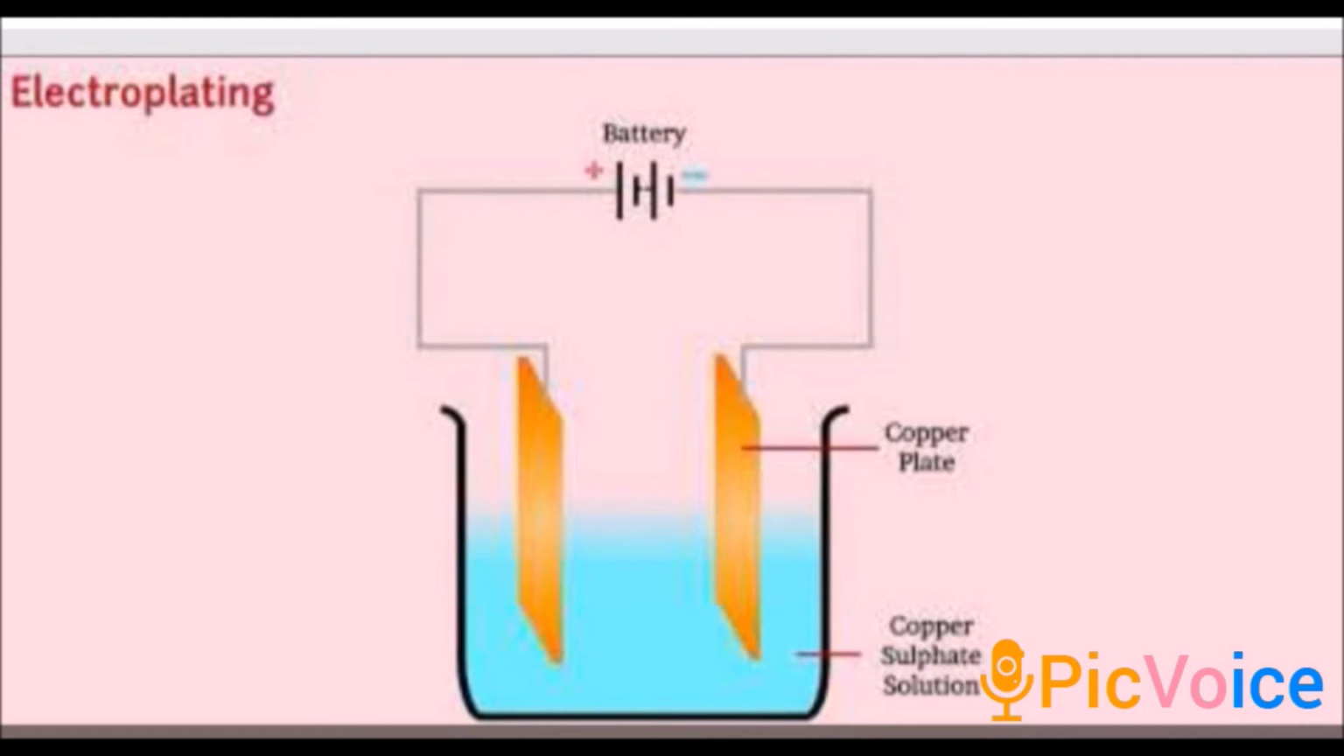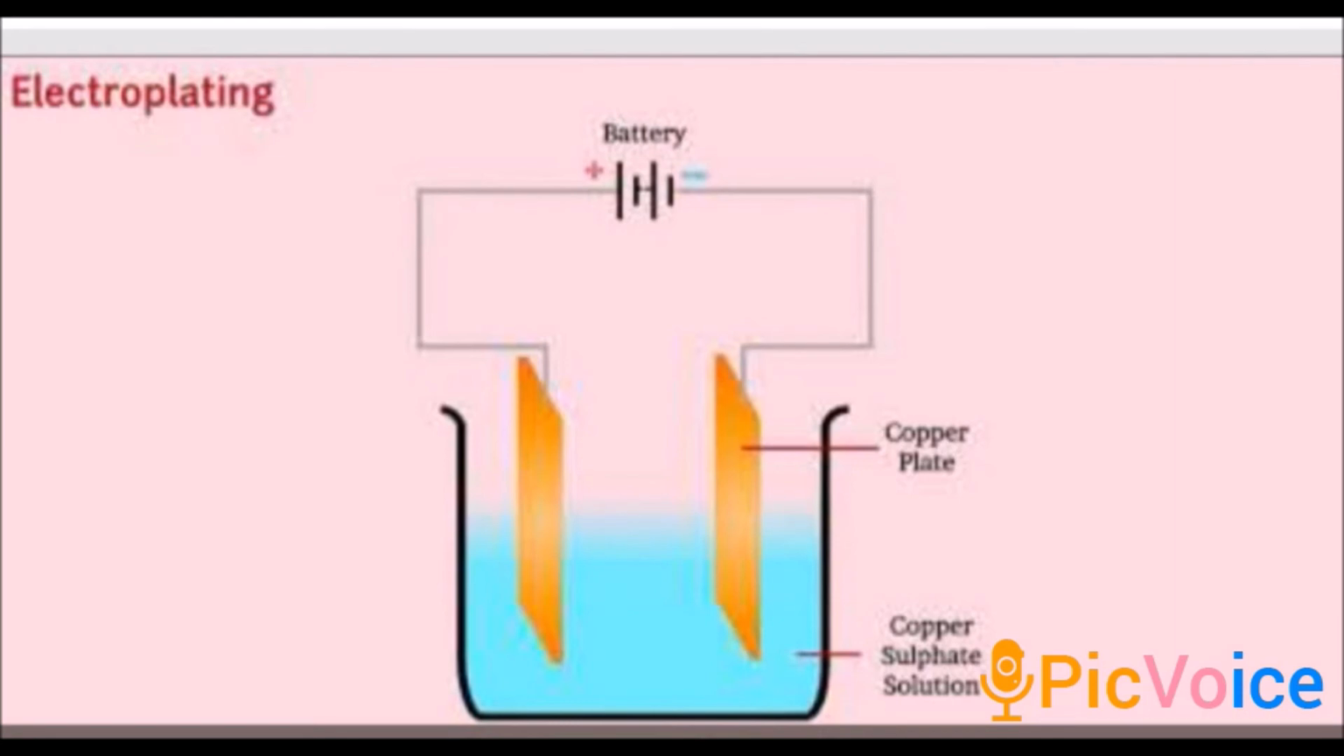We can see the copper moves from the plate connected to the positive terminal to the plate connected to the negative terminal. The process continues as long as the current flows through the solution. It makes a coat of copper. So, electroplating is one of the most common applications of chemical effects of electric current.